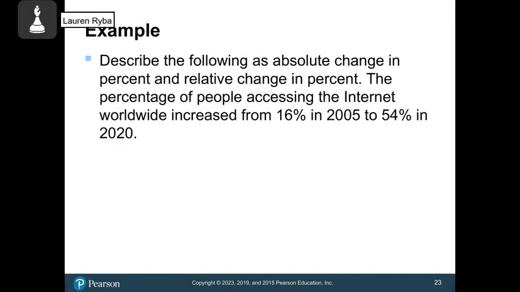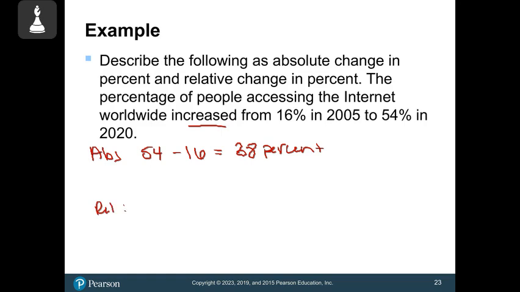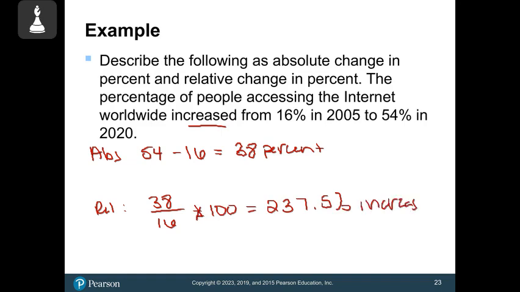Describe the following as absolute change in percentage and relative change in percentage. The percentage of people accessing the internet worldwide increased from 16% to 54% in 2020. So we know we increased. So we're going to go 54% minus 16% for a total change of 38%. I'm going to write it this way. We increased 38 percentage points. But what is the actual percent change to go from 16 to 54? So that's absolute. Relative is going to take our increase of 38 divided by our original value of 16 times 100. And that is going to give me a 237.5% increase. 237.5% means I more than doubled my percentage here.